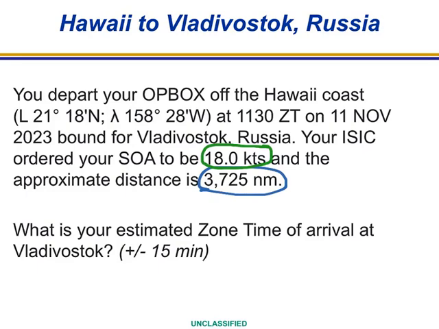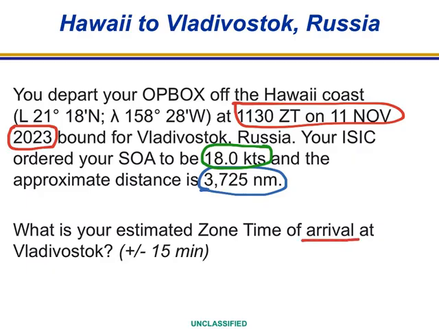And for time, which we're solving for, we have part of it. We have the first part, which is we need to depart at 11:30 zone time on 11 November 2023. What we need to do is solve and figure out, based off of the departure time and the speed and the distance, what time we arrive in Vladivostok.